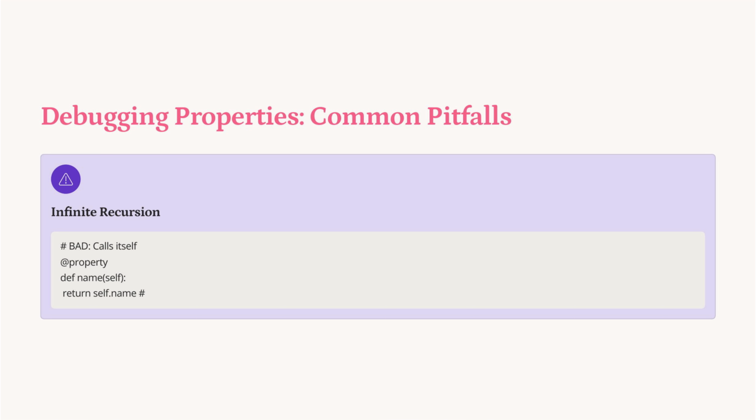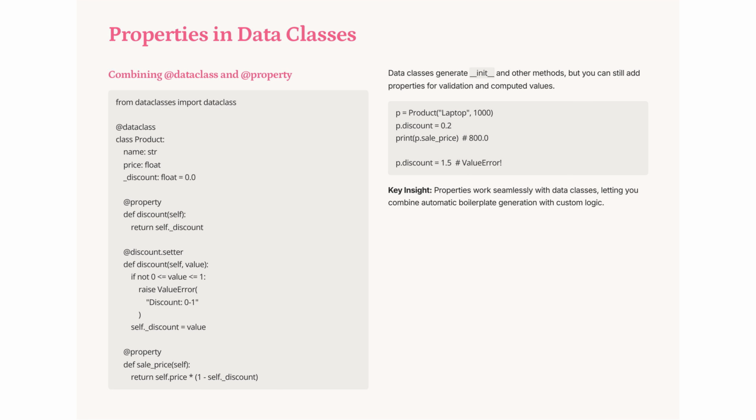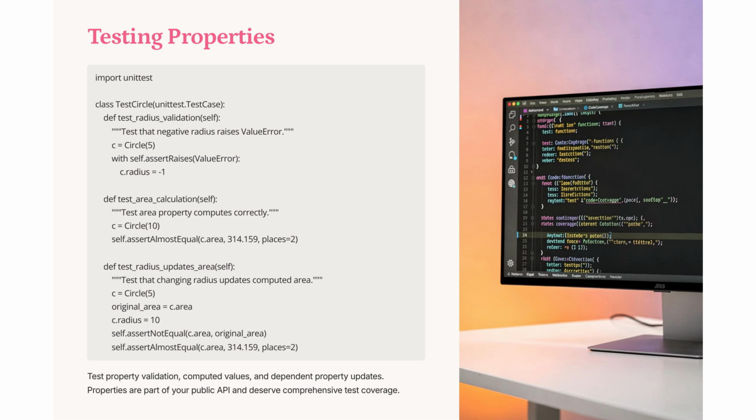Data classes simplify object creation by generating methods like init, while properties add validation and computed values. In the product class, the discount property ensures values between 0 and 1, affecting the sale price calculation. This combination allows for efficient, error-checked data handling, as seen when setting a discount of 0.2 results in a sale price of 800.0. Testing properties ensures reliability.